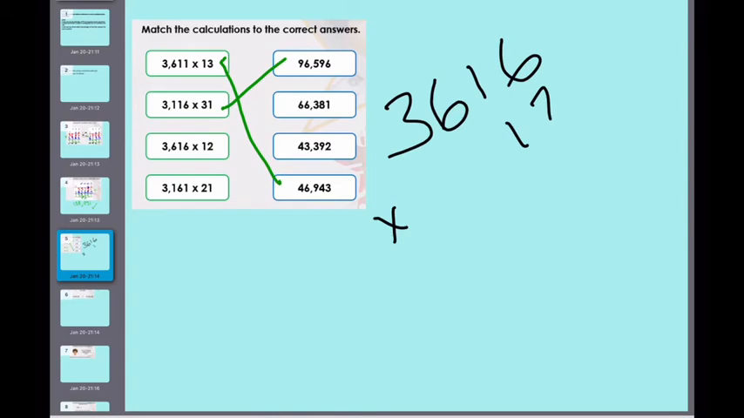1, 8, 3, 6, 6, and that was 66,381. Brilliant job if you got that right. Again, nice big green tick and some virtual zeros coming your way.